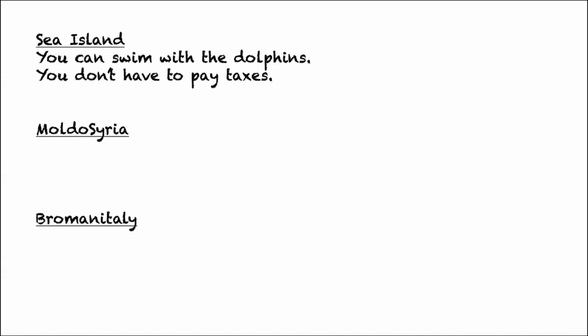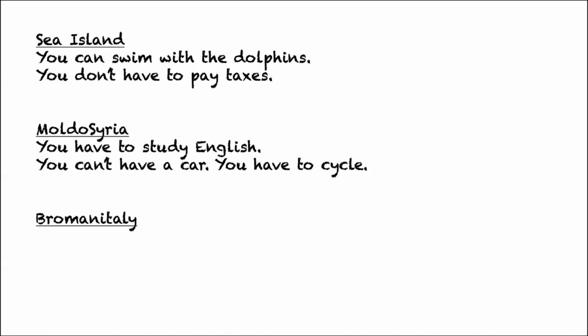Now let's take a look at the rules that they came up with. Sea Island sounds fantastic because you can swim with the dolphins and you don't have to pay taxes. Sounds fantastic. I'd love to live on Sea Island. Syria was slightly more, what should we say, slightly more right-wing. The rules were quite firm. You have to study English. You can't have a car. You have to have a bicycle. You know, quite strong. It felt a bit more like the police had a lot more control in Syria.